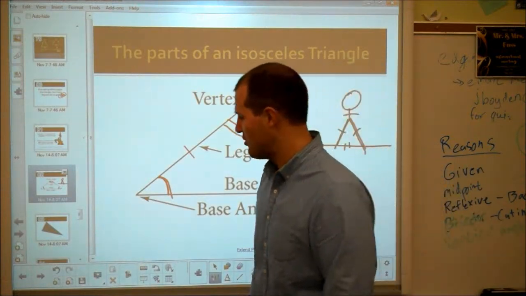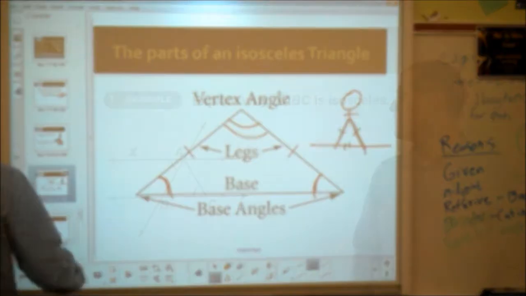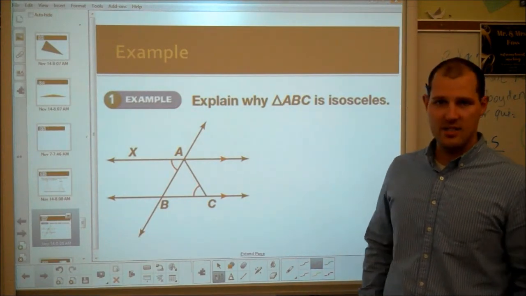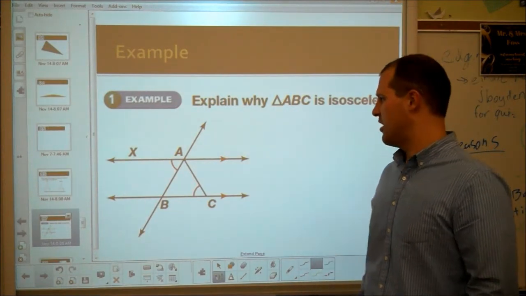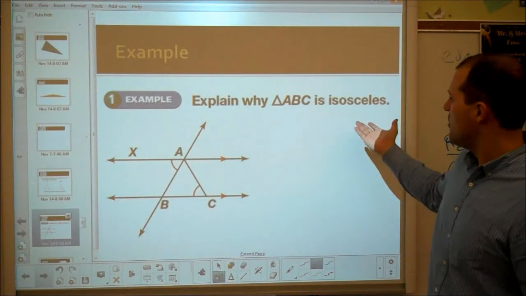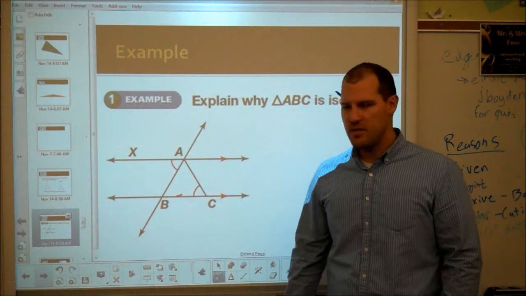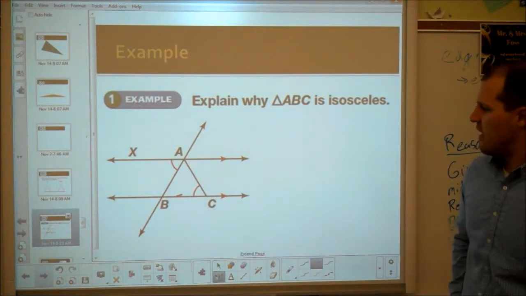We're going to see if we can answer questions by knowing that fact. Alright, let's try to use our understanding of isosceles and equilateral triangles to answer this question. We're given a diagram, and we need to explain why triangle ABC is isosceles.